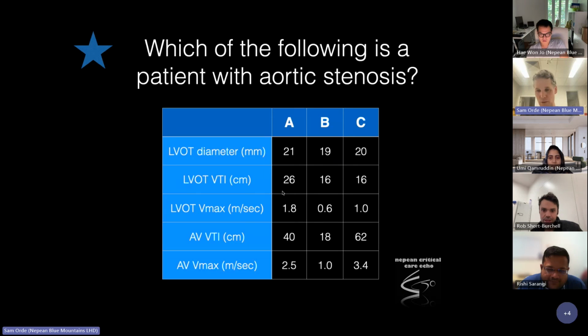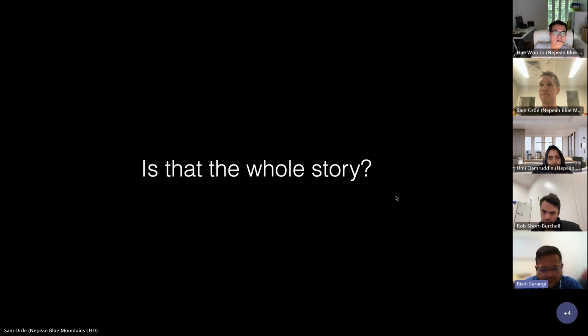Rob, tell me which one has aortic stenosis? C. C, nice. So we've got a low VTI, so that means that the stroke volume is actually reduced, but despite that, you've got a very high aortic valve VTI, which would tell you that that is ridiculously high. That might be fine if you had a VTI of 35, but you don't. You've got a low VTI, which tells you that the aortic valve stenosis is patient number C. Well done.